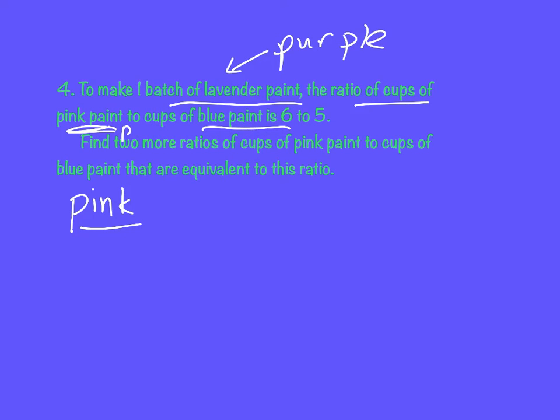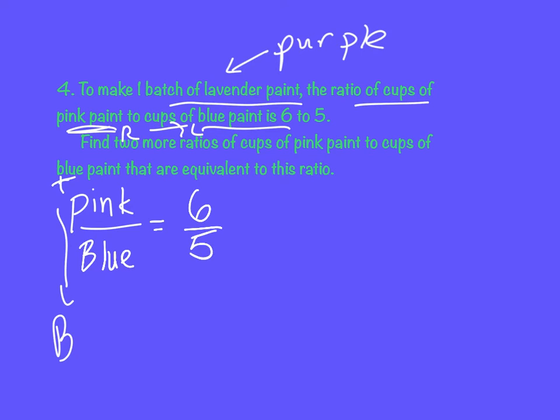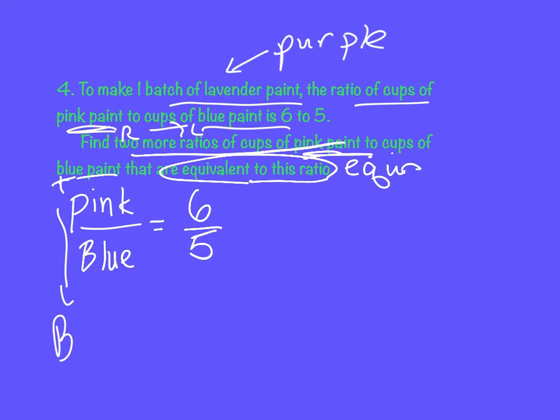So remember, I go from right to left, same as I go from top to bottom, just like we read, right? So pink to blue is what I'm comparing. Pink is 6 cups, blue is 5 cups. Find 2 more ratios of pink to blue that are equivalent or equal. So what I'm really dealing with is any scale factor.